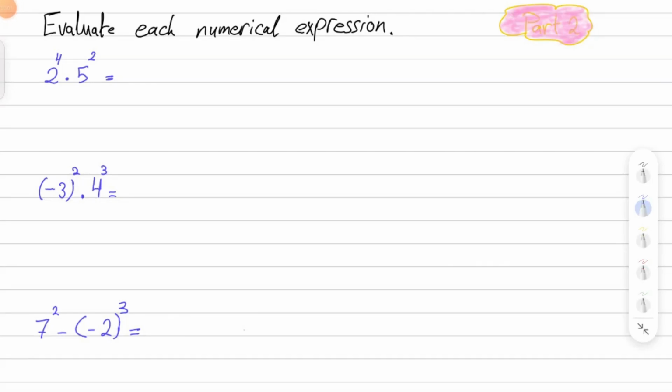Hello everyone, this is part 2 of the exponent lesson. In this part, we're going to learn how to evaluate numerical expressions containing exponents. Let's start with the first example.